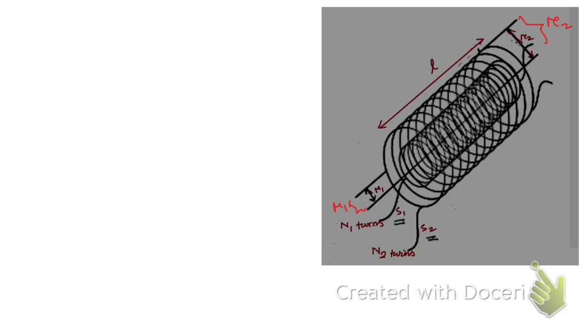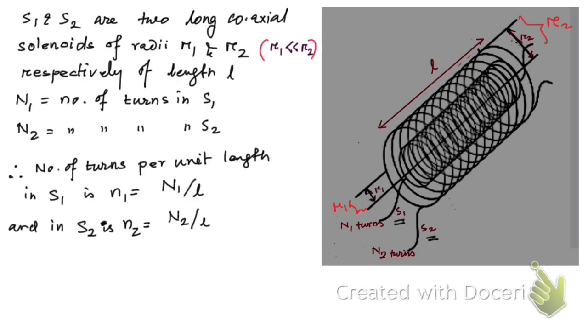Now let me write what we have taken here. Actually it is mentioned in the question. S1 and S2 are two long coaxial solenoids of radii R1 and R2 respectively, where R1 is very much less than R2, and of length L.